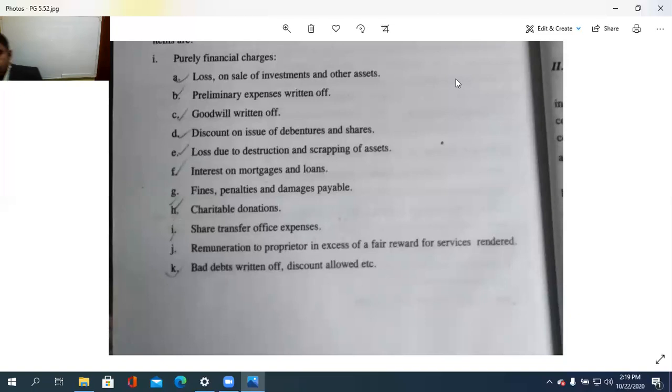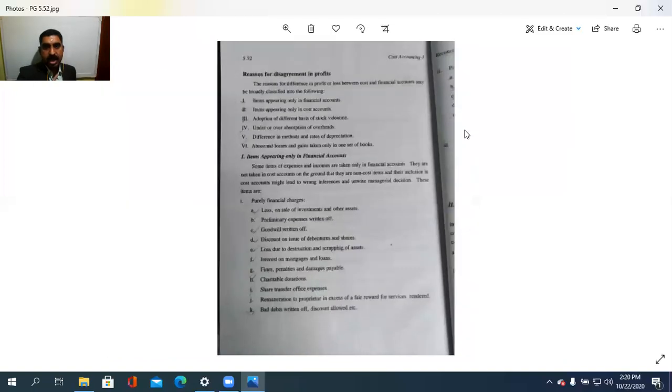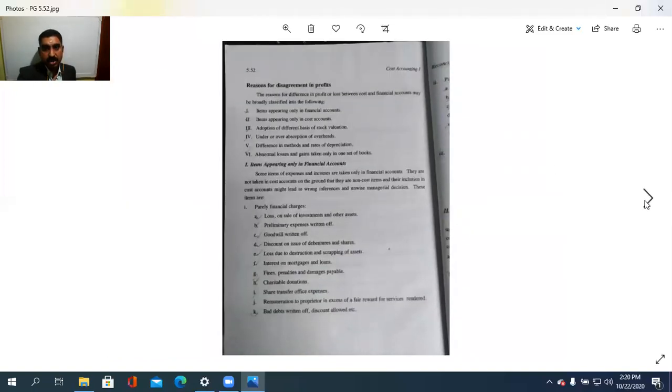അതായത് പ്രൊപ്രൈറ്റർക്ക് റെമ്യൂണറേഷൻ കൊടുക്കുന്നത് അത് റിവാർഡ്സ് അല്ലെ, ബോണസ് അല്ലെ, ഇൻസെന്റീവ് എന്നുള്ള സ്കീമിൽ പെടും. അത് കോസ്റ്റ് അല്ല. ഓക്കെ. ദെൻ ബാഡ് ഡെബ്റ്റ്സ് റിട്ടൺ ഓഫ്, ഡിസ്കൗണ്ട് അലോഡ്, അങ്ങനെയുള്ള കേസിൽ. ഓക്കെ. അപ്പം പ്യുവർലി ഫിനാൻഷ്യൽ ചാർജസ് ആയിട്ടുള്ള ഇതാകാം.